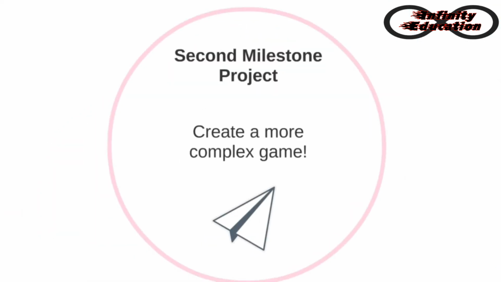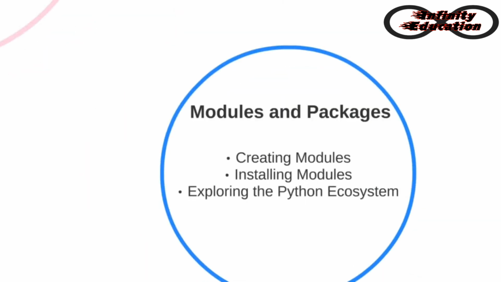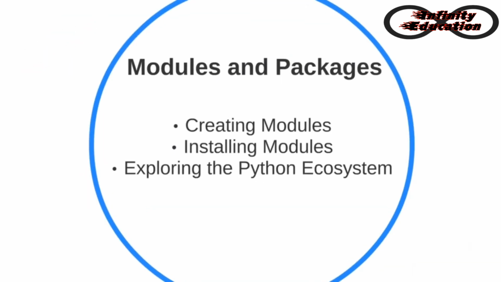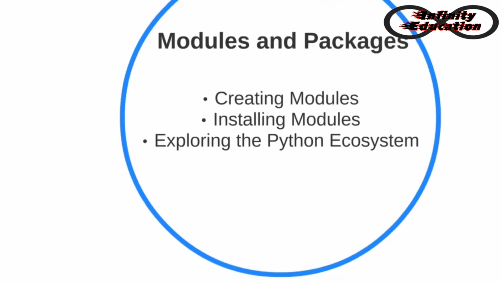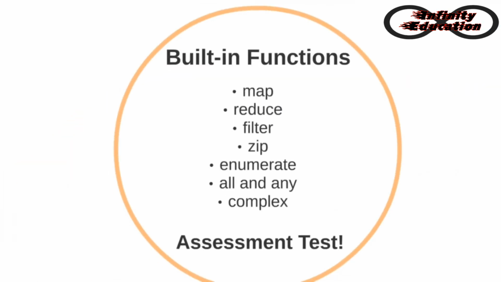Then, you'll come up with your second milestone project where you're going to create a more complex game, all in Python. Afterwards, we'll learn about modules and packages in Python, how to create them, how to install them from the internet, and we'll explore the Python ecosystem in general. Then we'll move on to built-in functions in Python such as map, reduce, filter, zip, enumerate, all and any, and even how to deal with complex numbers. At the end of this section, we'll have a final assessment test where you test your understanding for built-in functions.